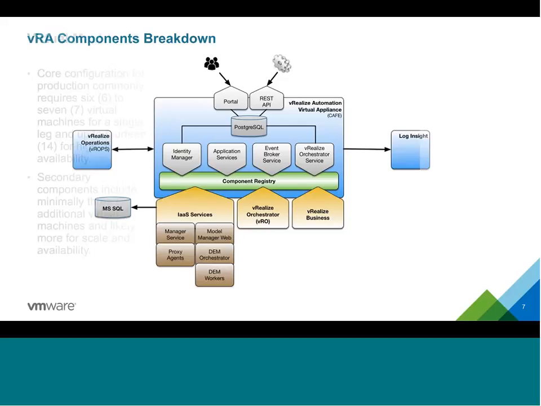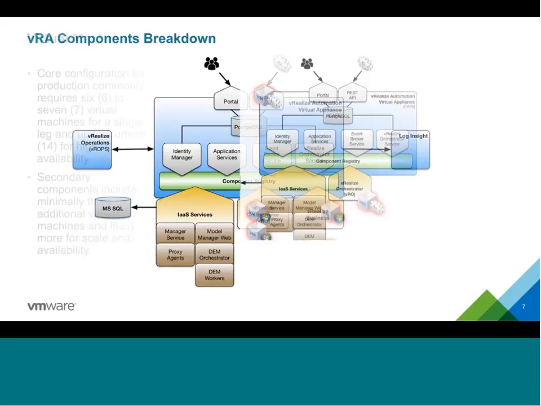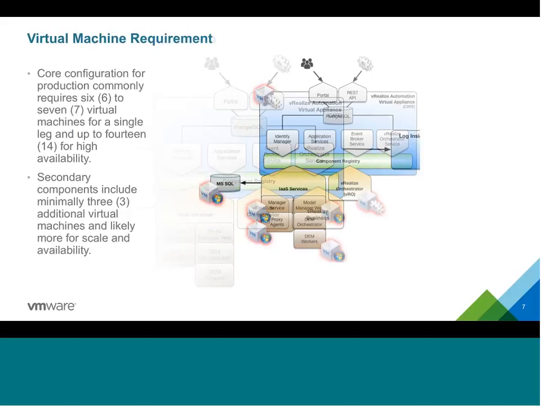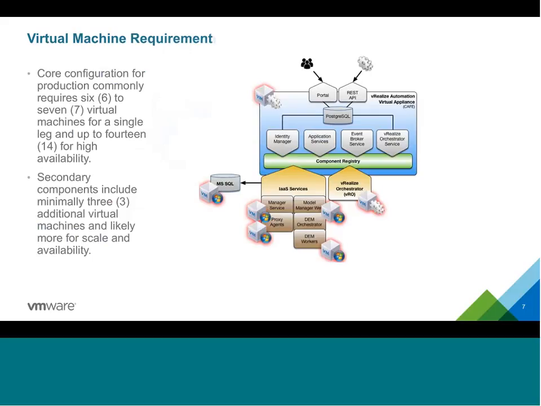Now, virtual machine requirement. How many virtual machines do you need to build that vRealize Automation, the entire solution? So typically, Cafe is your one single VM. For MS SQL Server, you should have separate SQL Server database virtual machines. For IaaS component services, you need a manager service, proxy agents, model manager, web, and orchestrator clubbed together, and then DEM workers VMs.